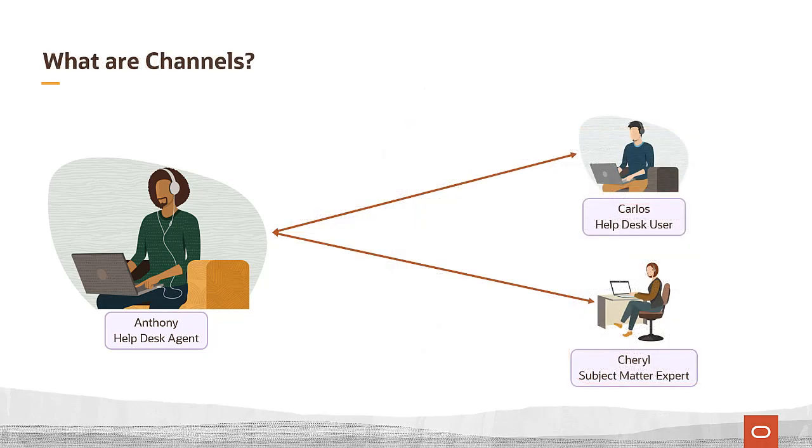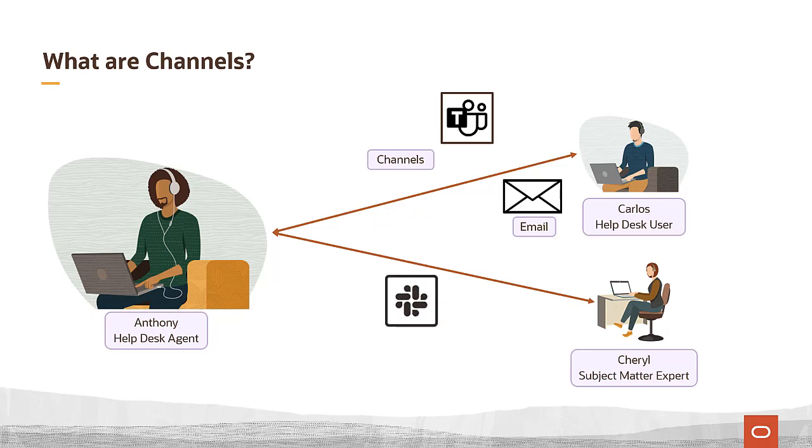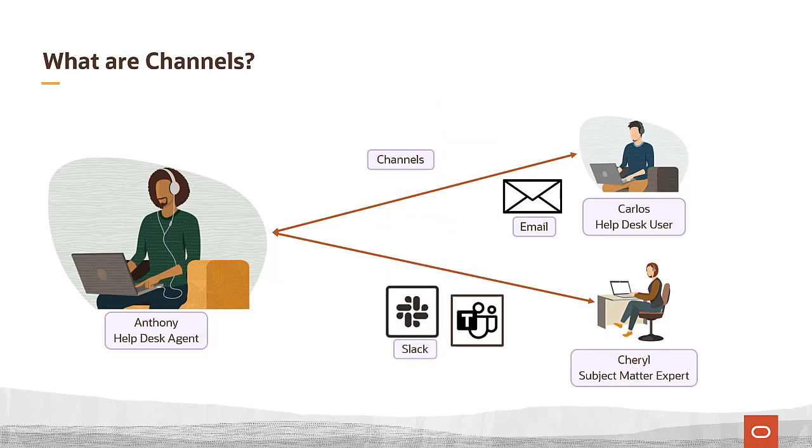Not all users spend all their time in the help desk application. They'd like to be able to interact using other methods, such as email, Slack, or Microsoft Teams. In order to integrate with these external applications, help desk requires channels. The email channel is used to communicate with help desk users and is stored in the message pane. Email can even be used by a help desk user to create a new request. On the other hand, Slack and Microsoft Teams are both used to start conversations, and they're used for collaboration with subject matter experts or other agents.